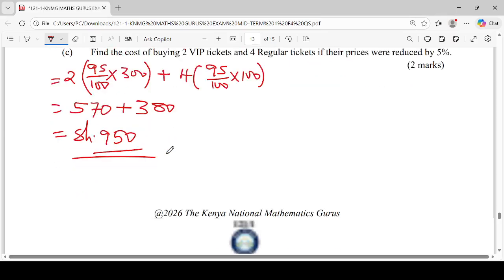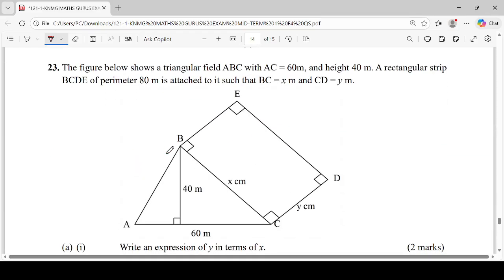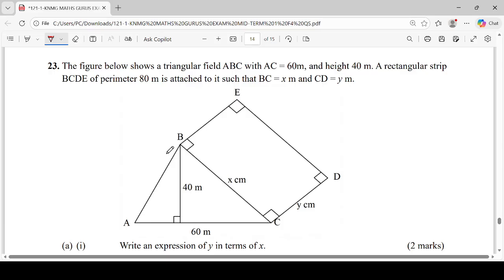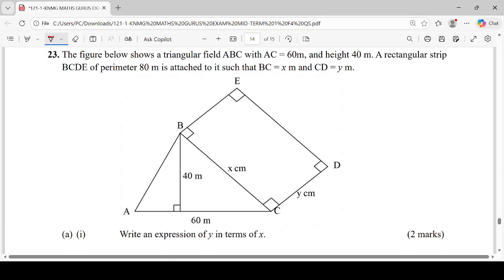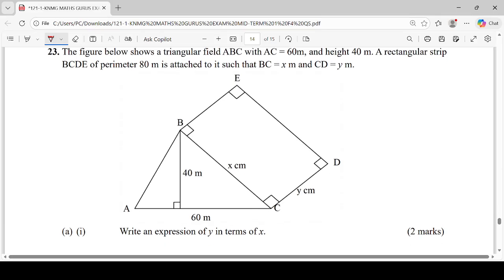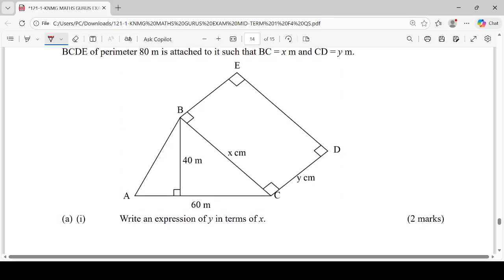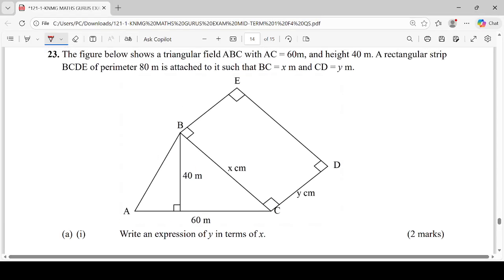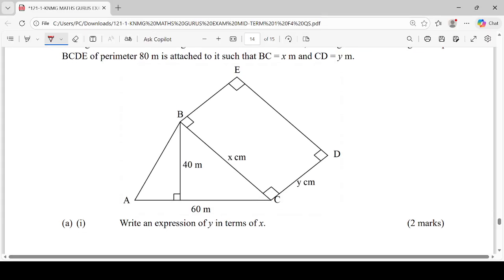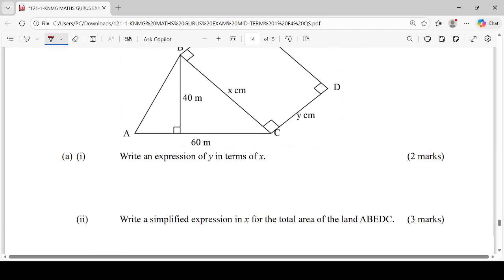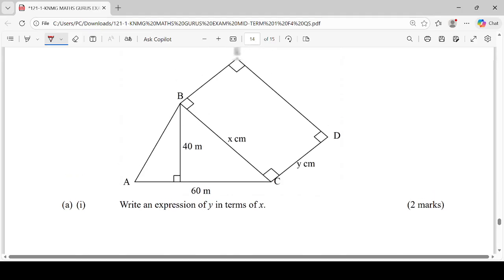Let's look at question number 23. The figure below shows a triangular field ABC with AC equal to 60 meters and height 40 meters. A rectangular strip BCDE of perimeter 80 meters is attached to it such that BC is X and CD is Y. Write an expression of Y in terms of X.